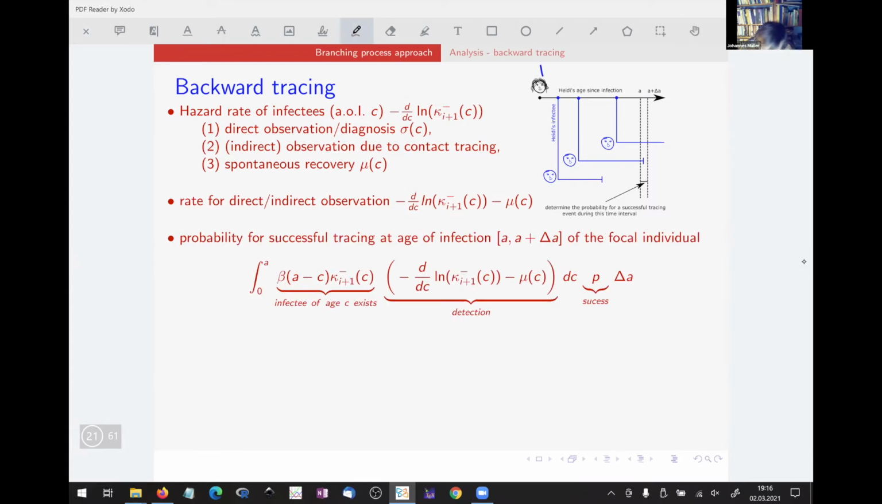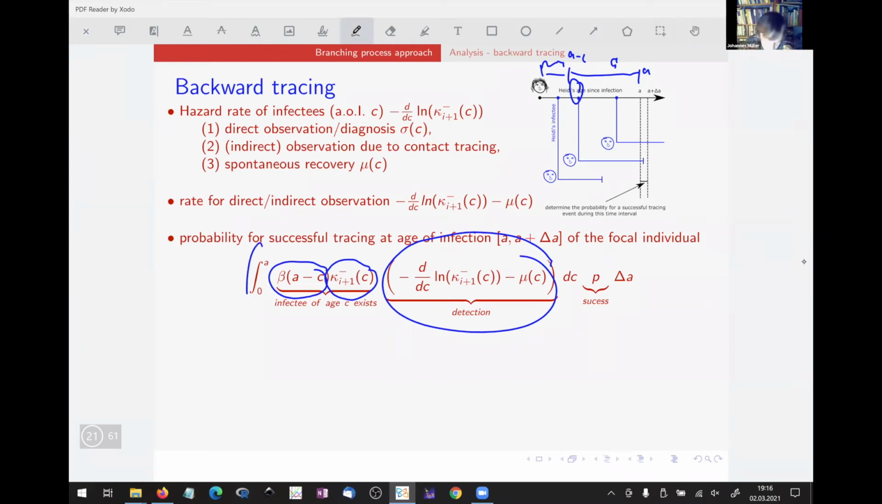So here is the age A of Heidi. And so let's say this is time C. So Heidi has then age A minus C if she produces an infectee. So that's then the rate at which she produces an infectee. Then this infectee has to be alive or still infectious after time span C. That gives us this kappa I minus, I plus 1 minus of C. And then we have here the removal rate of this guy. And of course, it's not interesting for us when these infectees are produced. Therefore, we integrate between 0 and A.